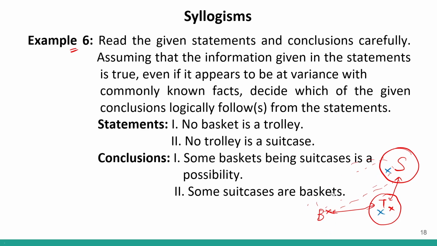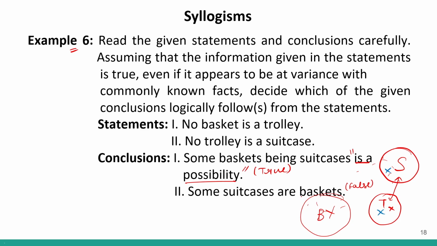Now let us look at the question. The first conclusion says some baskets being suitcase is a possibility. Yes, it is a possibility. So this is true. Addition of the words "is a possibility" makes it true. The next one, some suitcase are basket: this is false, because this is a possibility. It is not definitely true. Until it is mentioned that it is a possibility, we only look for definitely true statements. Therefore, this will be false.